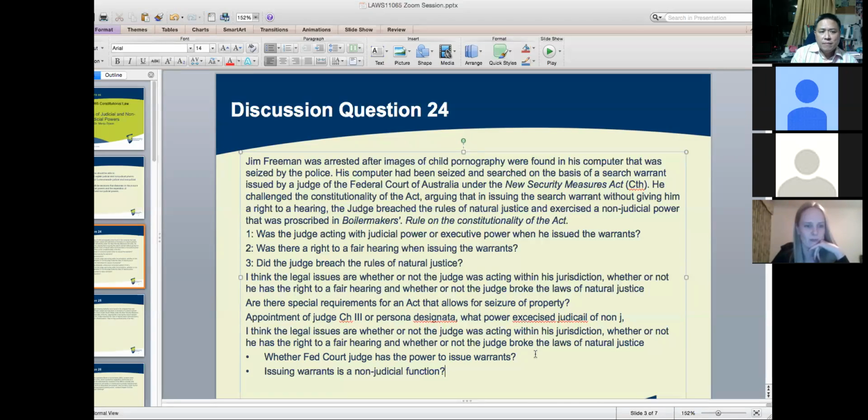Okay, thank you. Let me just make a comment here. In relation to the first legal issue that you've identified, it seems to be apparent that under the new Security Measures Act, the federal court judge has the power to issue warrants. It's there. But that begs the question of whether or not the exercise of that power would be unconstitutional or not.